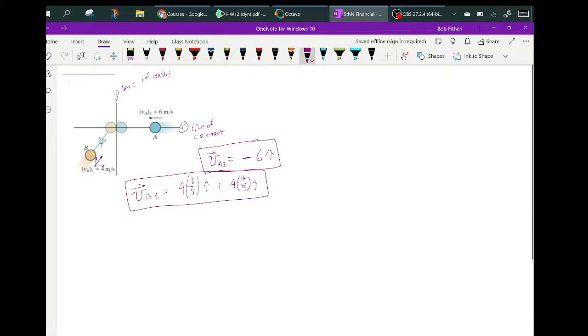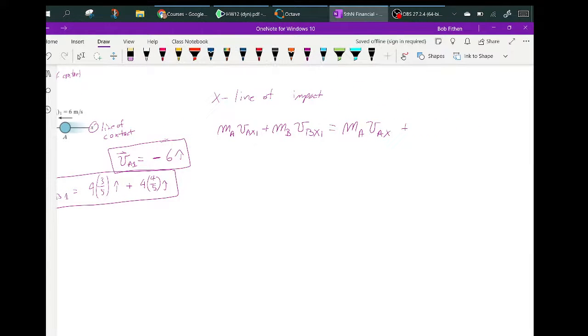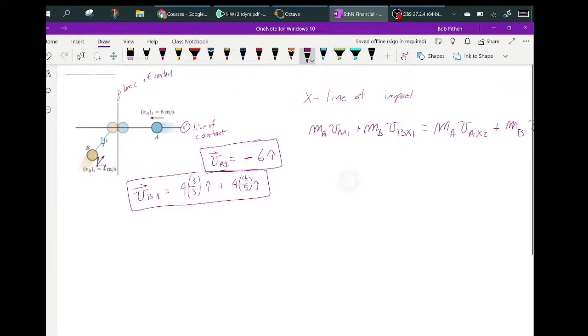Now, let's do along the line of impact. Along the line of impact, you have MA VAX1 plus MB VBX1 equals to MA VAX final plus MB VBX2. Now, I don't remember the masses of these things.